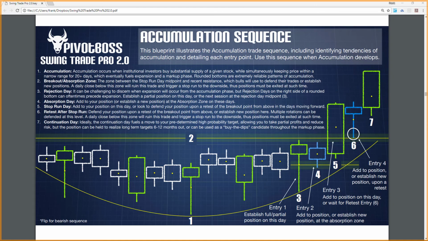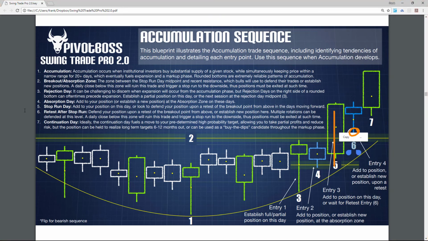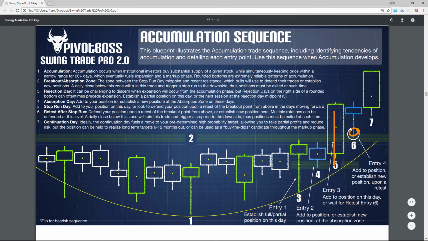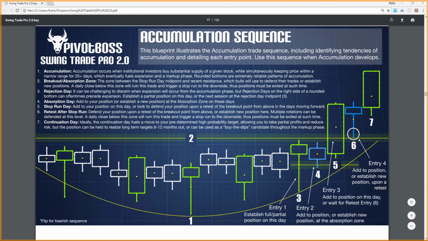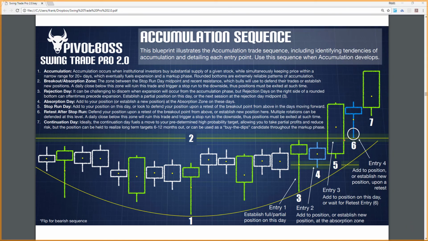So they're all going to look a little different sometimes, but again, you want to see strong breakout through the breakout point and the absorption zone, and then you want to see bulls defend pullbacks. That's how you know you got a great breakout. Now, in terms of the retest after stop run, again, depending on how the breakout occurs, this portion can be right back at that low, or the breakout point right here, or it could be the midpoint of the stop run day, even if the thing gapped up, right? So the retest after stop run, again, can be the midpoint or the absorption zone.